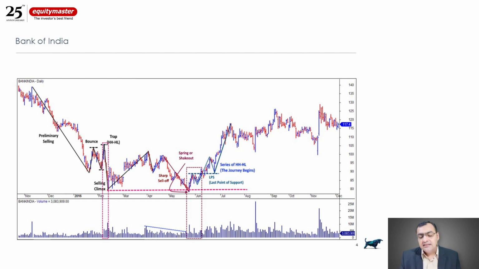So this is the Bank of India example. This is again the older chart. Look at the preliminary selling climax that happened, and look at the spring. The volumes here were picking up in the V-shaped recovery, and then we have seen the stock go right from around 80, 82 to around 115 in quick time. Then it went on to around 130 as well, which was more than 50% gain.